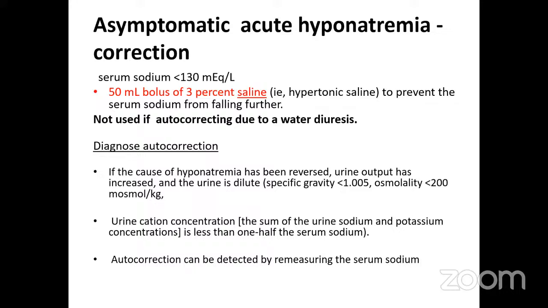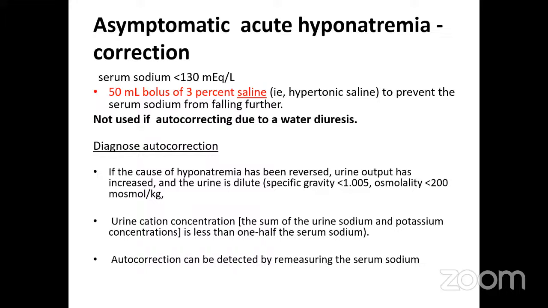What do you mean by autocorrection? If you correct only volume, the sodium goes up from 115 to 125. That means the sodium gets corrected by itself. In this situation, if you give 3% saline, the sodium will dangerously go up. So you have to see whether the sodium is getting auto-corrected by correction of hypovolemia.